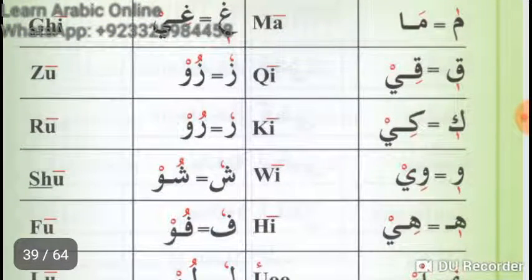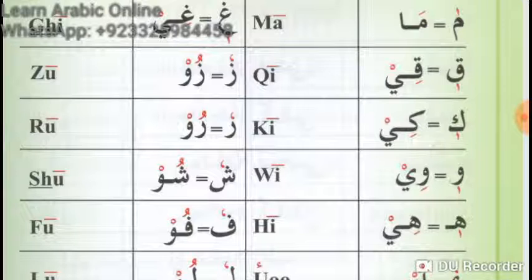Mim erect fatha equals mim, alif, fatha, ma. Kaf erect kasra equals kaf, kasra, ya, sukun, ki. Waw erect kasra equals waw, kasra, ya, sukun, wi. Ha erect kasra equals ha, kasra, ya, sukun, hi.